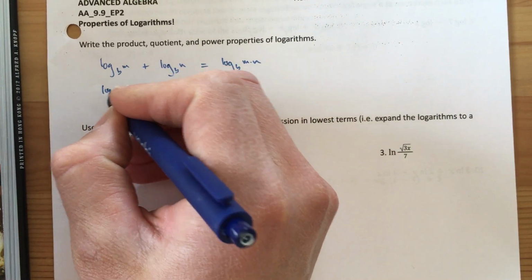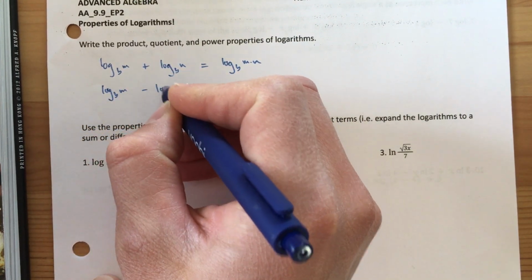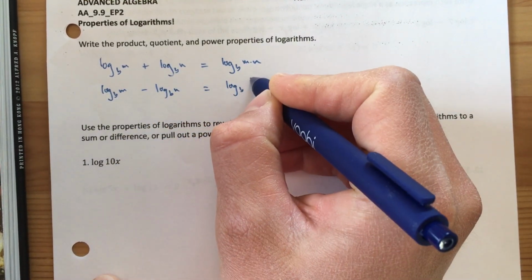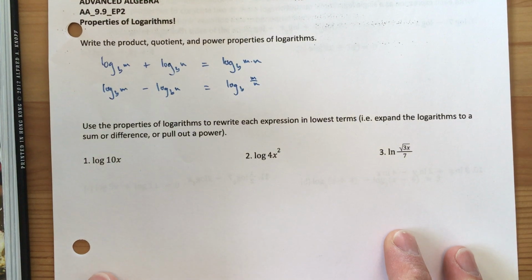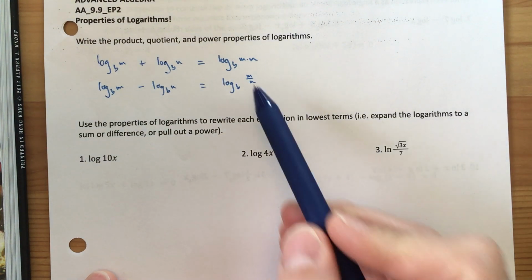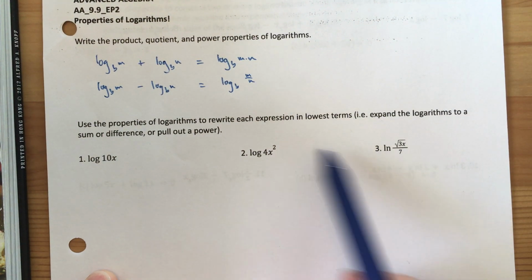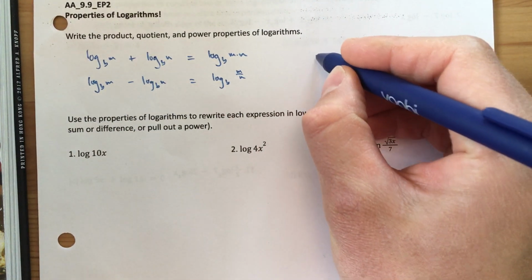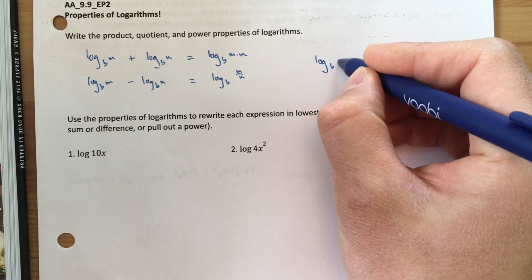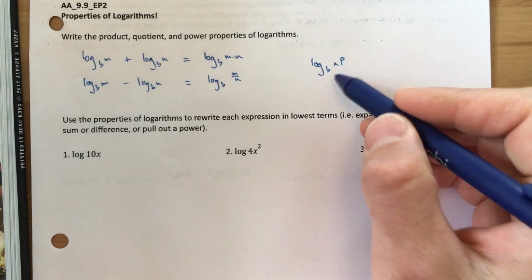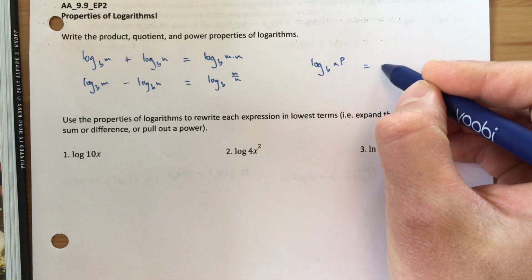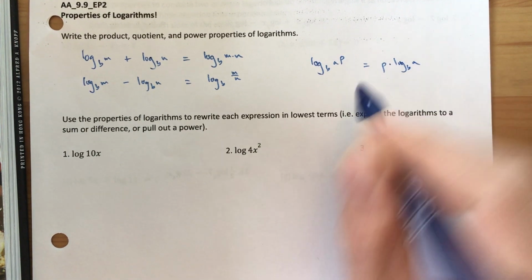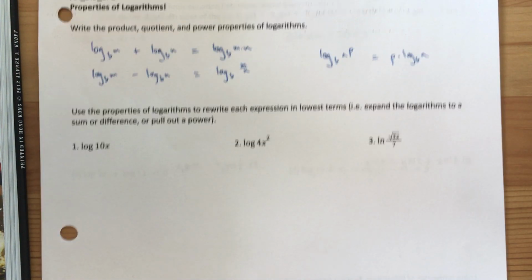If you have a logarithm of two things that are multiplied, you can write it as the sum of two logarithms. Quotient property says if you subtract two logarithms, you can divide the stuff inside. And if you have stuff that's divided, you could also write it as the difference of two logarithms. And the power property says if you have a logarithm of something raised to a power, a to the p, that is the same as multiplying by that power out front.